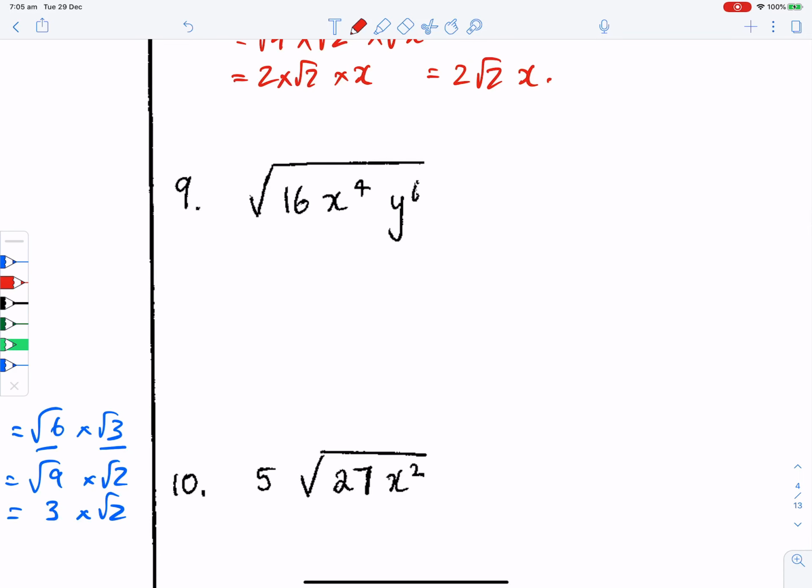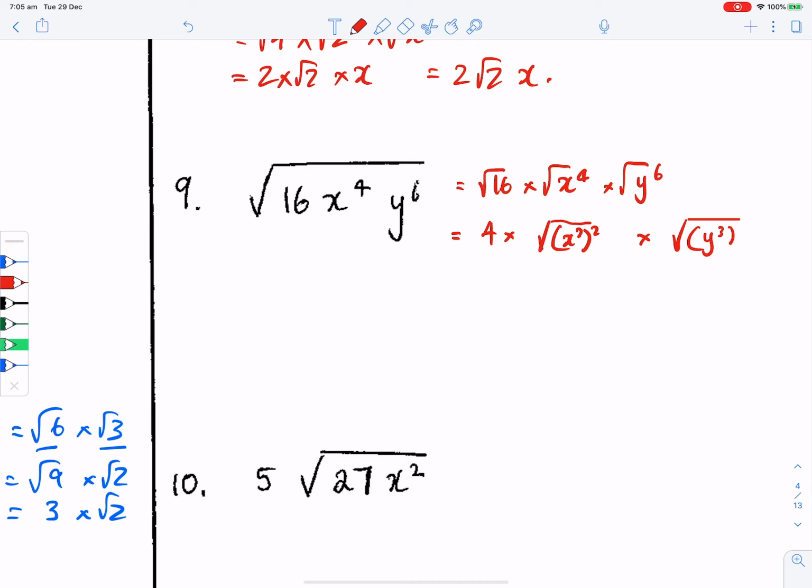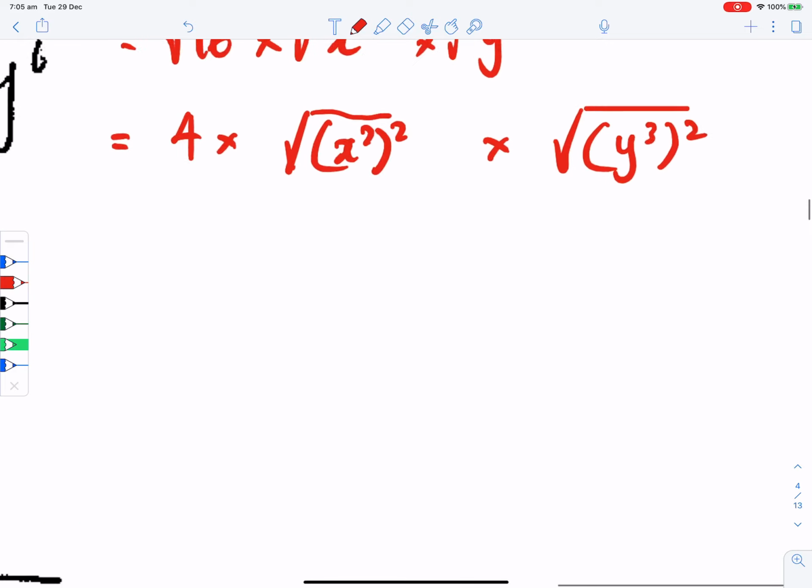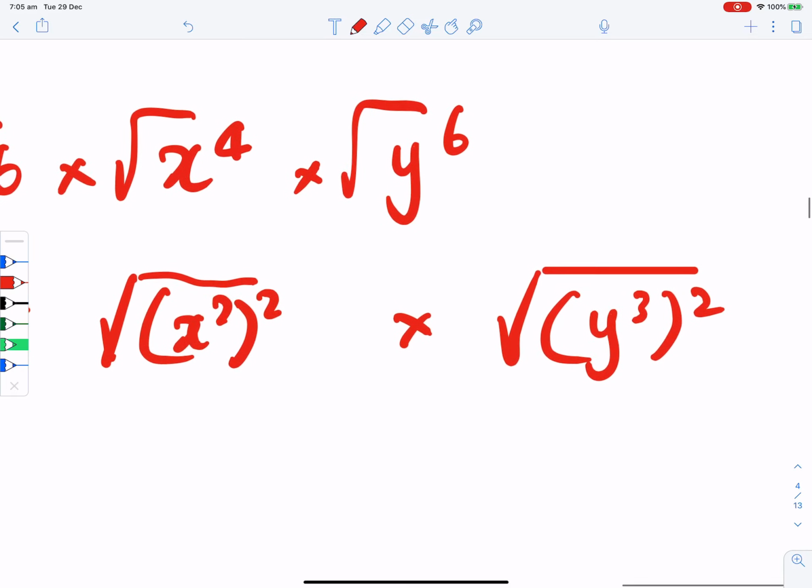Question 9. All right, let's have a look here. So again, as I mentioned before, we're going to rewrite this as root 16 times square root x to the power 4 times square root y to the power of 6. Now, the root 16 we know is just 4. Root x to the power 4 is really that, and root y to the power of 6 is really that. You see what I'm looking for in these?